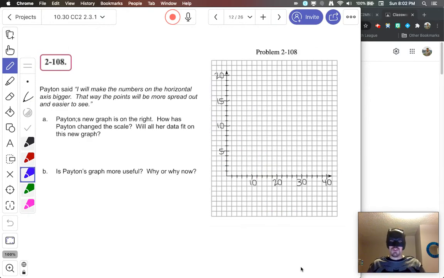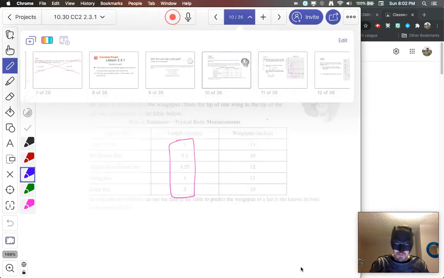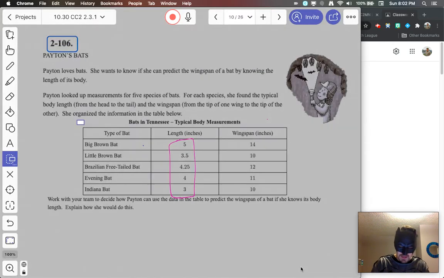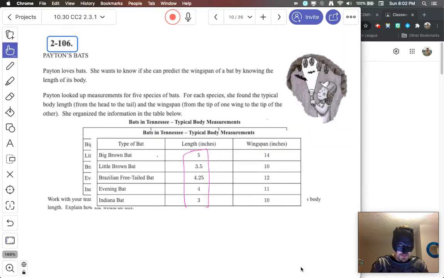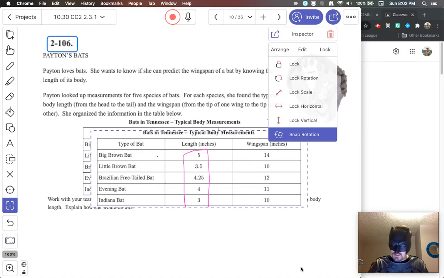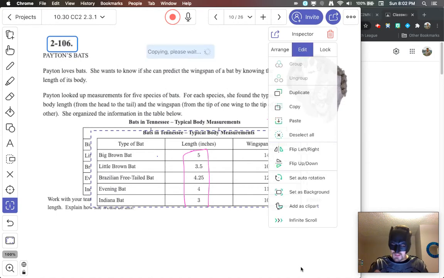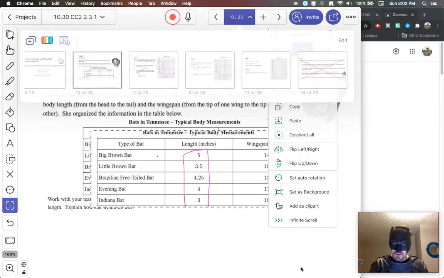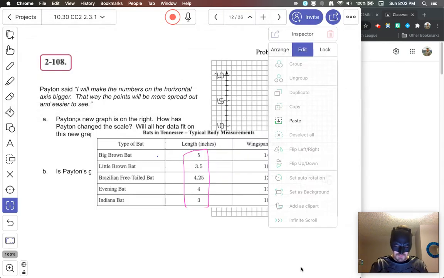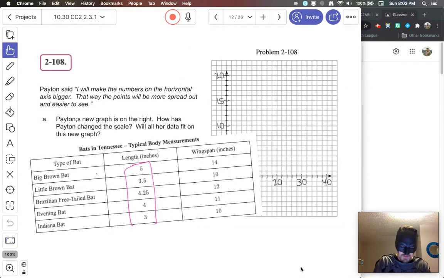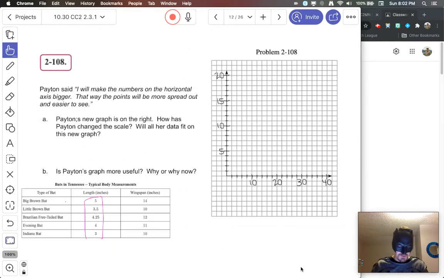So taking a look here, this one you do not have to graph. You can just watch as I'm doing it, all right? Peyton's new graph is on the right. How has Peyton changed the scale? Will all of her data fit on the new graph? So I'm going to come back here and take a picture of this real quick. So then we will have that on this new slide, just so we can graph these points a little nicer, all right?